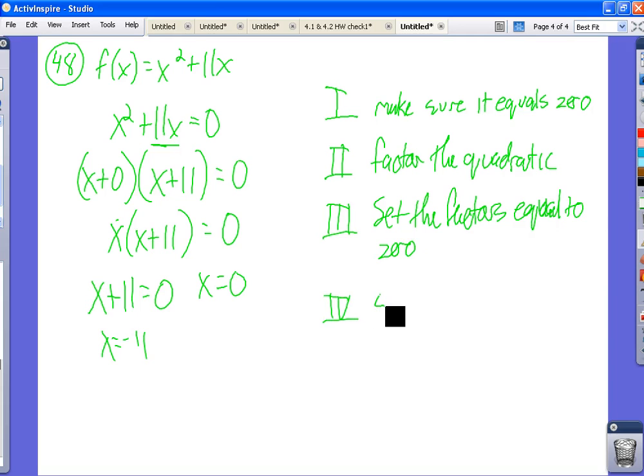And real simple after that, you might have to subtract 11 from both sides or something, but solve each for x. Get it equal to 0, factor it out. Now you know when you multiply those two things together and you get 0, one of them has to be 0, so you set them both equal to 0, and you solve for x.